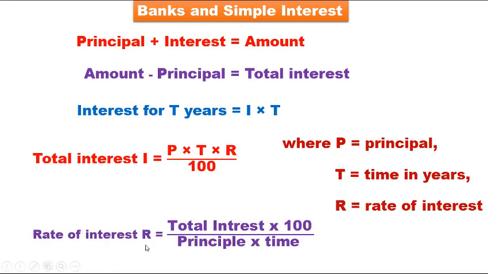Rate of interest R is equal to total interest into 100 divided by principal into time.